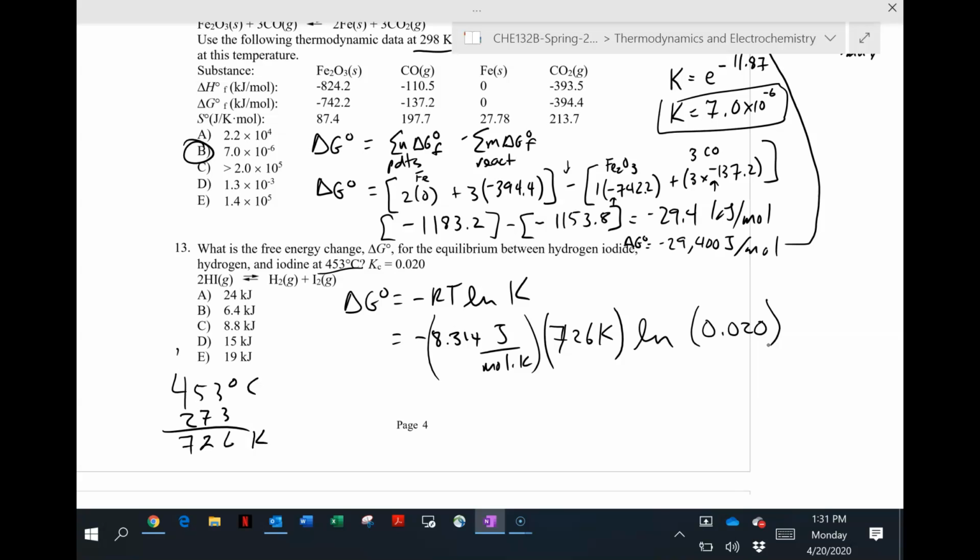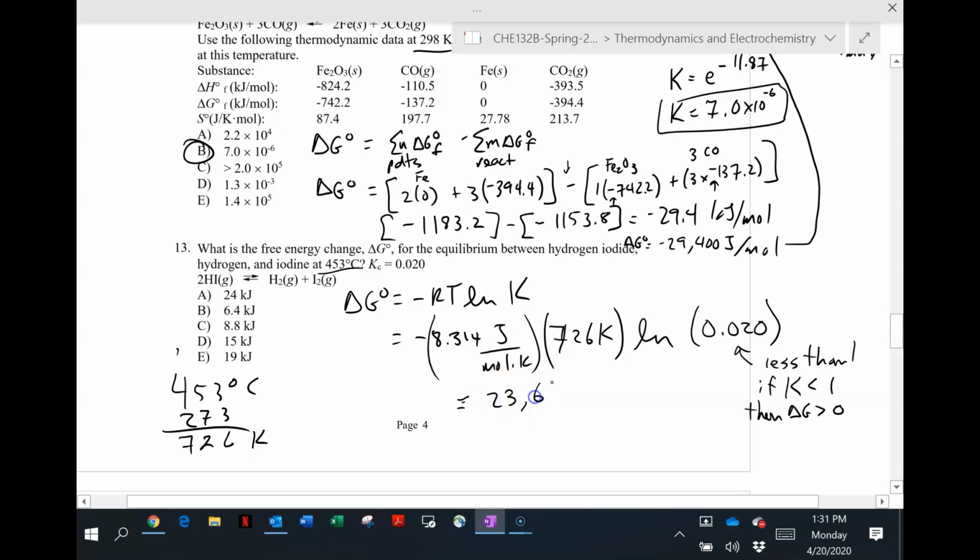What we can do before we start is recognize that K is less than 1. And when K is less than 1, that means delta G is going to be greater than 0, right? Because delta G favors the reactants, not the products. It's kind of hard to estimate, so I'm not going to estimate the natural log of 0.020 for you. But when we plug the numbers in, we wind up with a value of 23,612,613 joules per mole, or positive 23.6 kilojoules per mole.